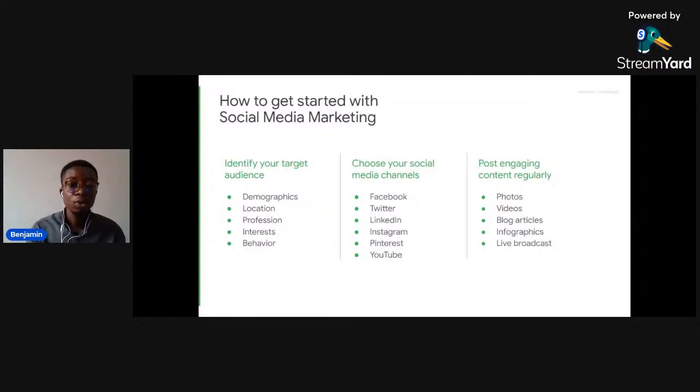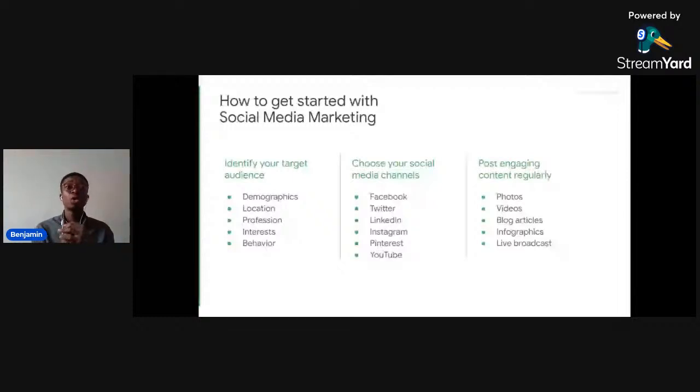As I was saying, you're able to identify a target audience using demographics, location, their profession, their interest or behavior. If you are marketing to a corporate group, you're able to streamline your social marketing towards them. If you are marketing to people who are into lifestyle, you're able to also streamline your digital marketing to them. And then you have to choose your social media channels wisely. It's very important.